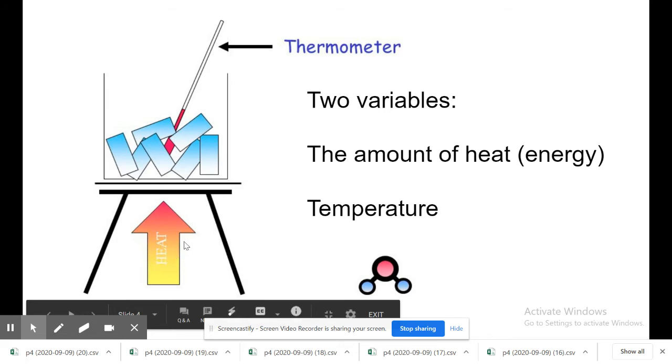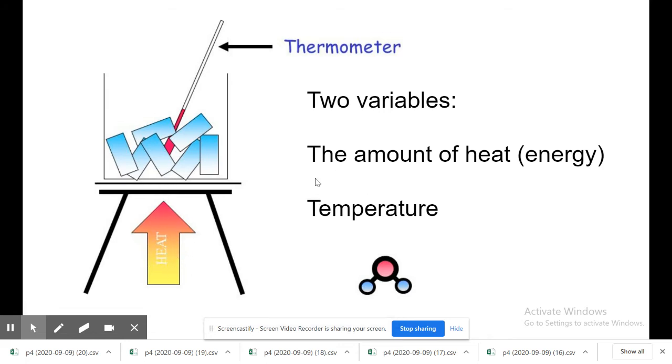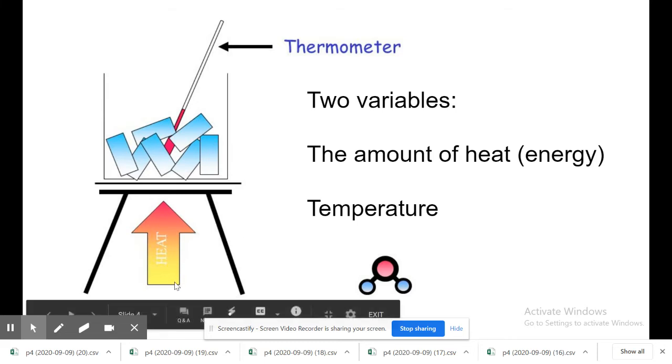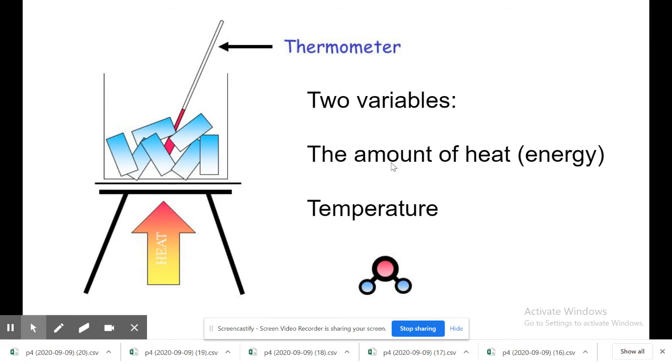Okay, so there are two variables. One is the amount of heat we give to the system, and then the temperature. Which one is the cause? Because we are heating it up, the temperature would increase. So the independent variable in here is the amount of heat, and the dependent variable is the temperature. So we are going to draw this graph, but what kind of data do we have?